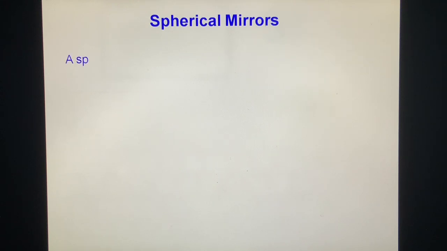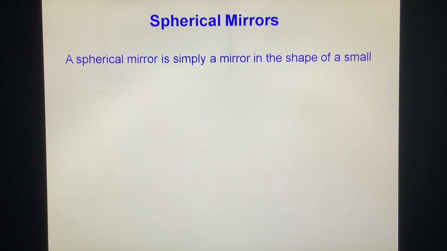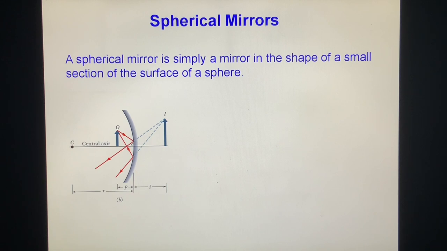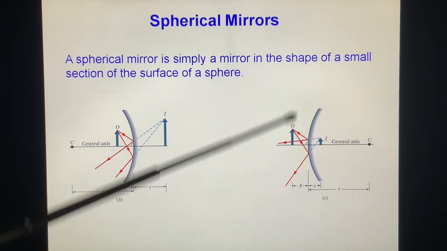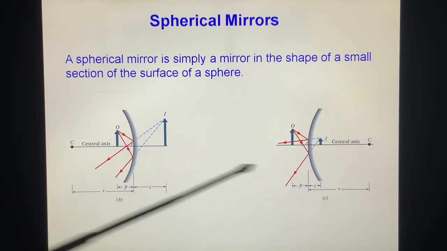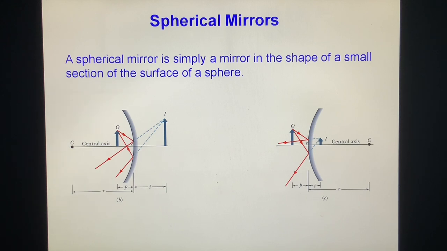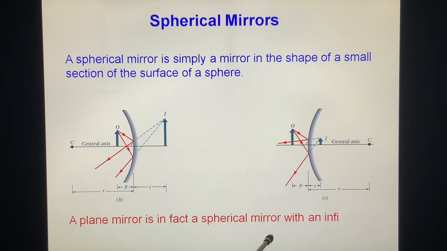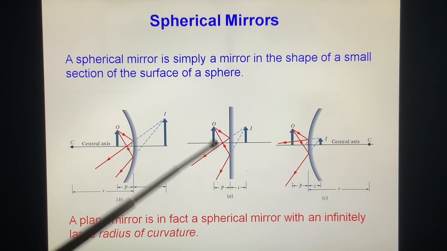Spherical mirrors. A spherical mirror is simply a mirror in the shape of a small section of the surface of a sphere. This is the center of the sphere. This is a convex mirror. This is a concave mirror. A plane mirror is in effect a spherical mirror with an infinitely large radius of curvature. This R is infinite, okay?